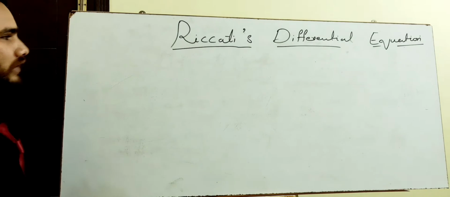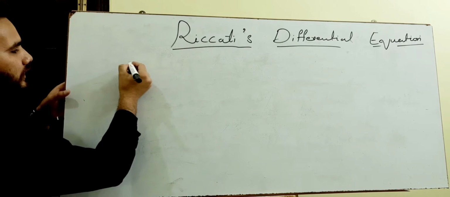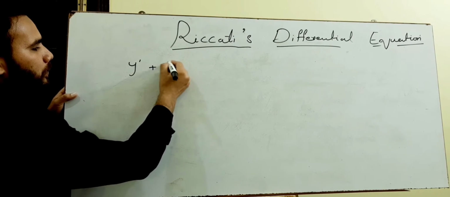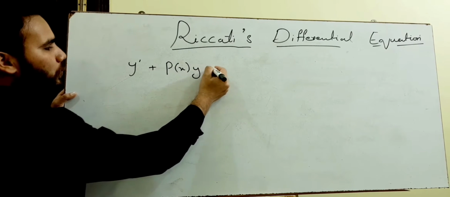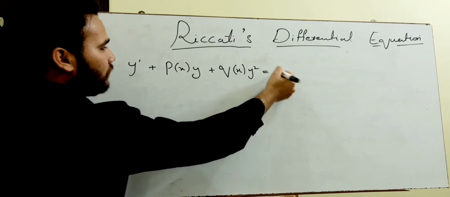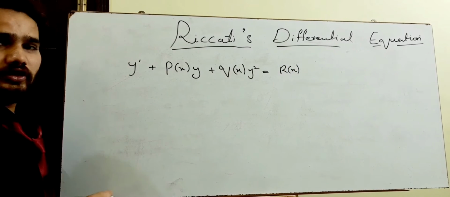Friends, let's start Riccati's differential equation and their substitutions. The general form of this Riccati equation is y prime plus p of x y plus q of x y squared equals r of x, some function. This is the general form of Riccati's differential equation.